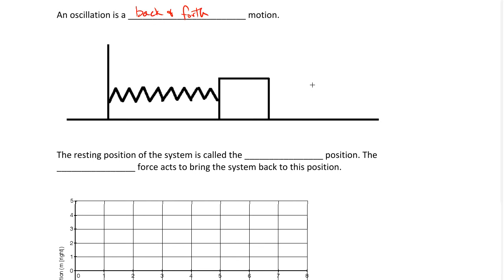We could pull the mass out to here, and that would stretch out the spring. And then we could let it go, and it would spring back, and it would pass through the initial resting position, and it would end up compressing the spring, and then the compressed spring would try and spring back towards the resting position, and this mass would oscillate. It would vibrate back and forth around this position, and we call this resting position of the system the equilibrium position.